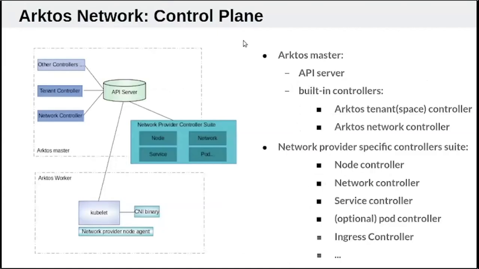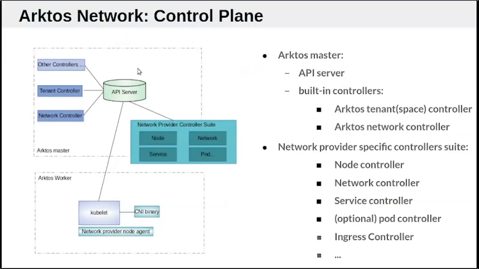We have described the Arktos isolated model and its core concept of network objects. Then, how does Arktos implement such an isolated model? The answer is, actually, Arktos by itself cannot achieve this model alone. It needs to work together with a so-called network solution provider to fulfill this goal.